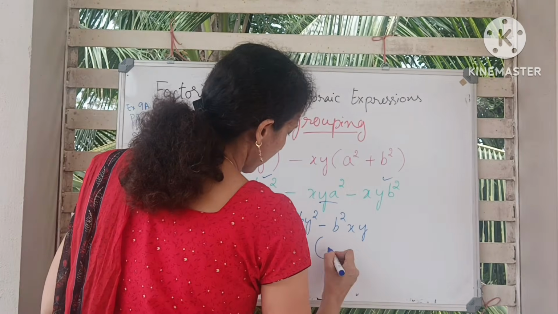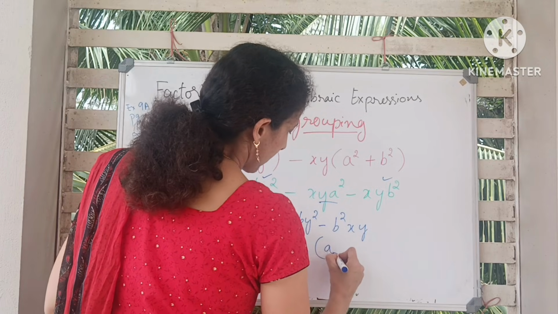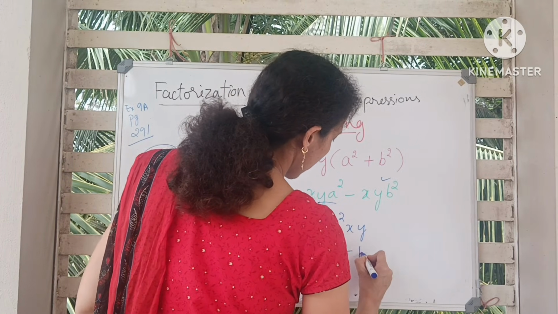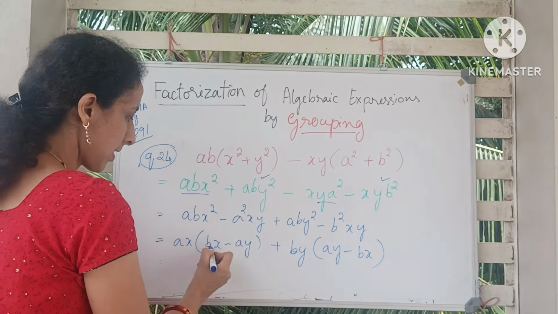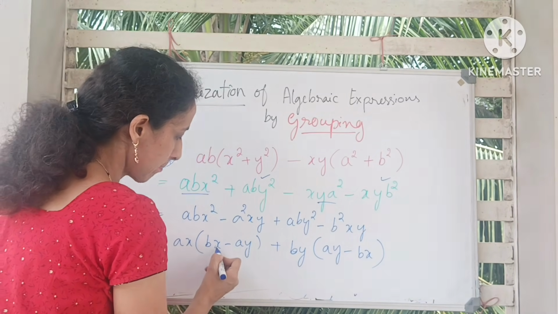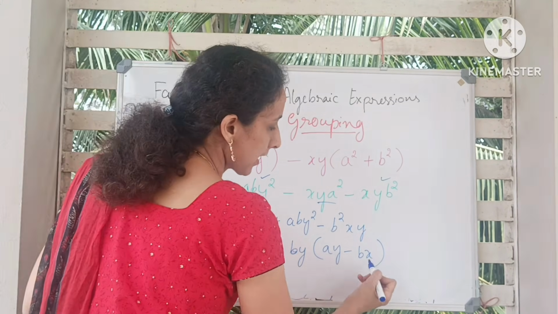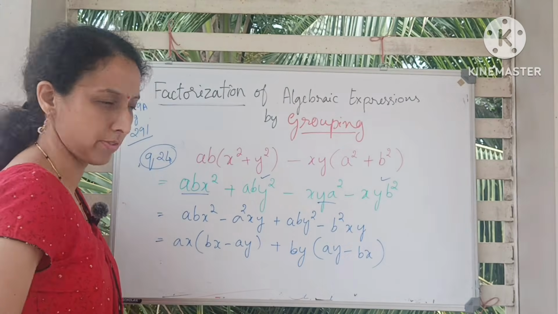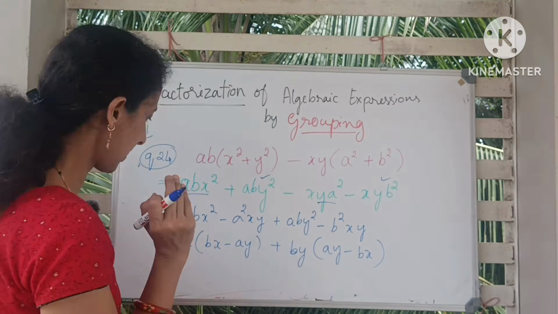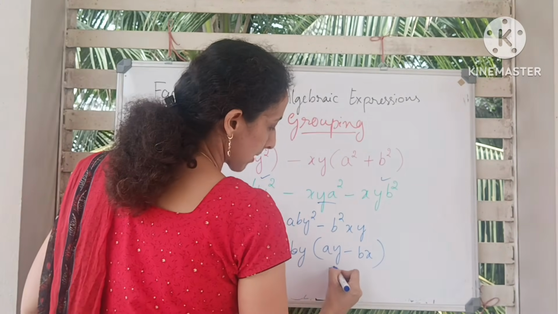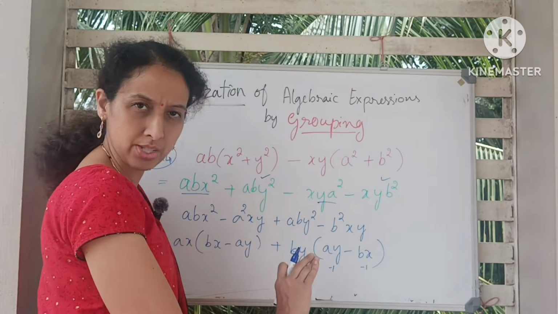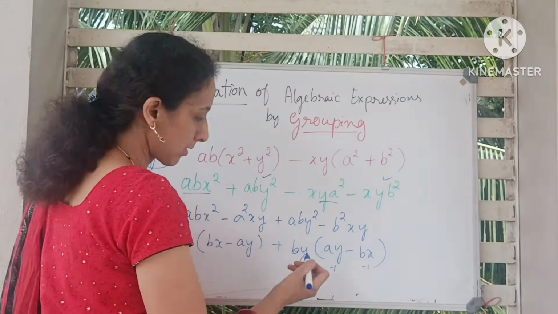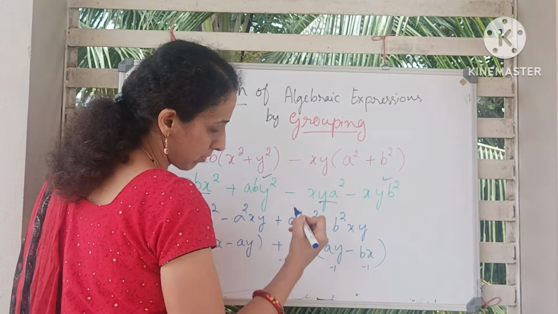We can say that ay minus bx is what we are left with inside the bracket. Here we can see that bx minus ay is there and here ay minus bx is there, the reverse of it. How can I change to the same thing? If I multiply this by minus 1 and minus 1, we'll be able to change it, but to keep the value intact I have to do that outside also.